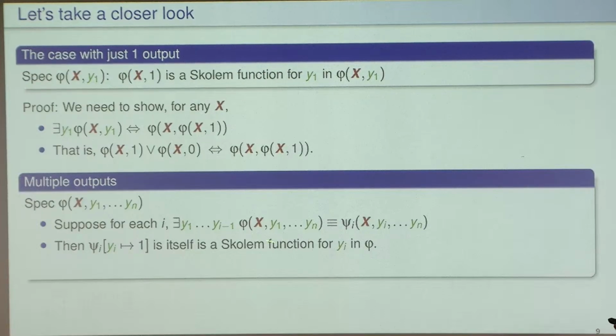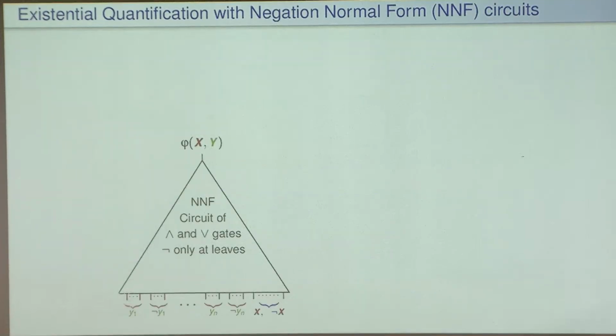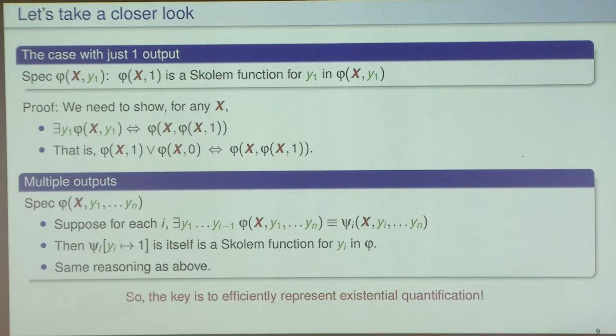So all we need to do in some sense is to efficiently represent this. Suppose I could have a representation of the existential quantification of all but the output that I'm interested in. If I have a nice representation for that, then I could do the same game because I have only one output. Is that clear? So the question is, how do we get such a nice form?